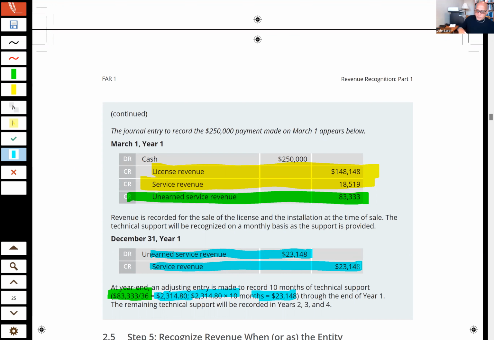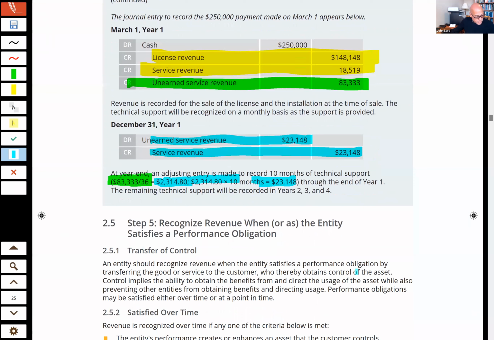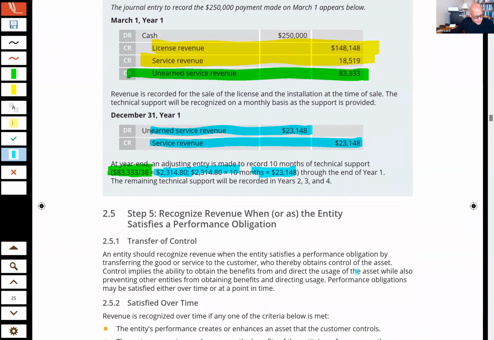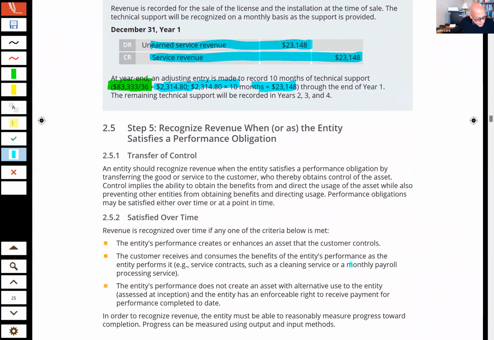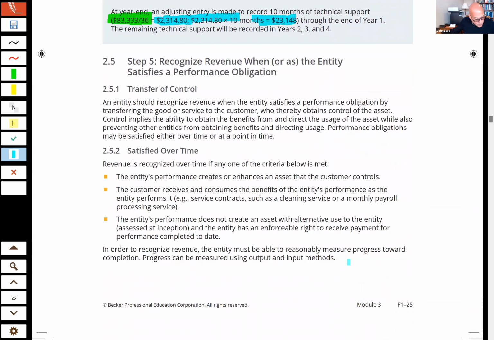Okay, question? Okay, good. Now, let's go ahead and take a look at the idea of revenue being satisfied over time.